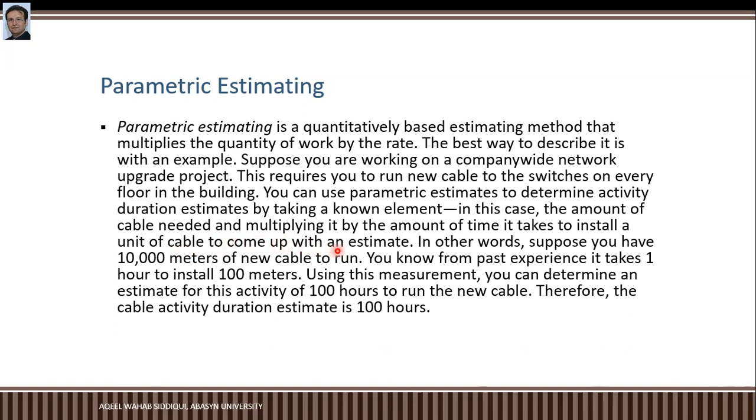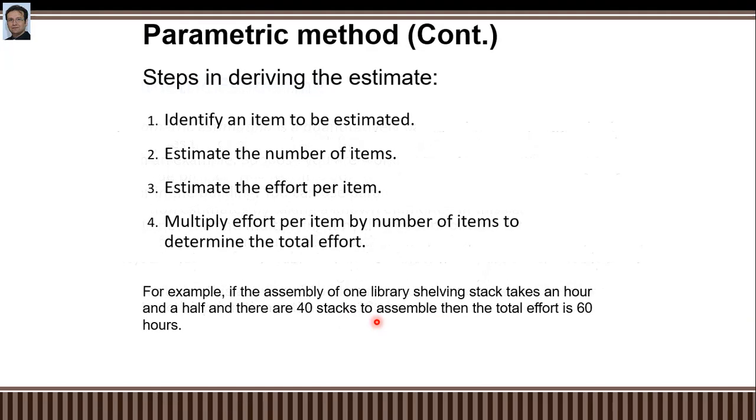In other words, suppose you have 10,000 meters of new cable to run. You know from past experience it takes 1 hour to install 100 meters. Using this measurement, you can determine an estimate for this activity of 100 hours to run new cable. Therefore, the cable activity duration estimate is 100 hours. In parametric estimating, you identify an item to be estimated, estimate the number of items, estimate the effort per item, and multiply effort per item by the number of items to determine the total effort.